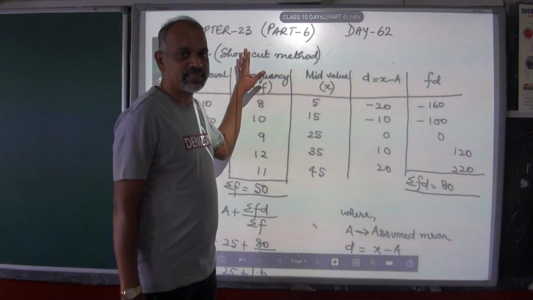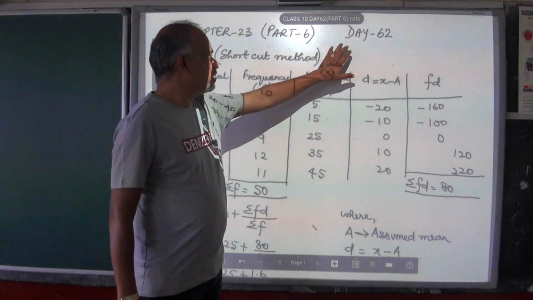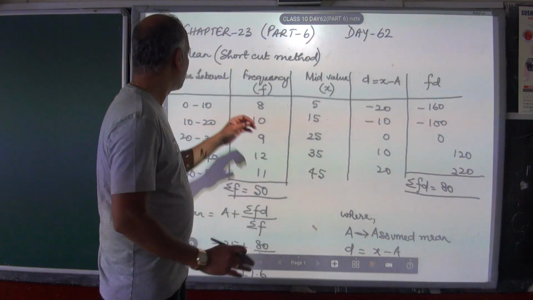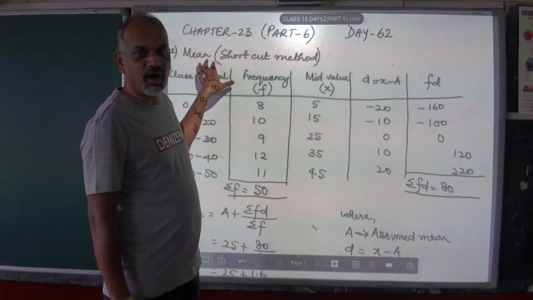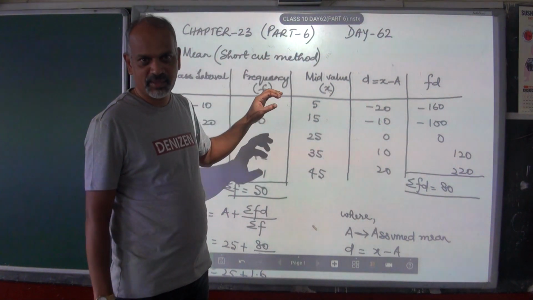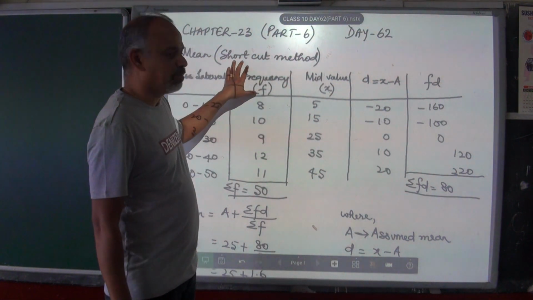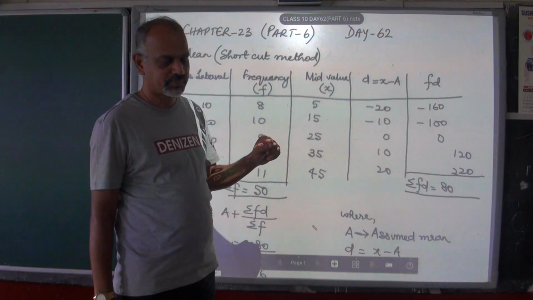Okay, we are at chapter 23. This is the sixth part of that chapter, day 62. In the previous class I told you how to find the mean by the first method, called the direct method. This is the second method, finding the mean by the method called the shortcut method.